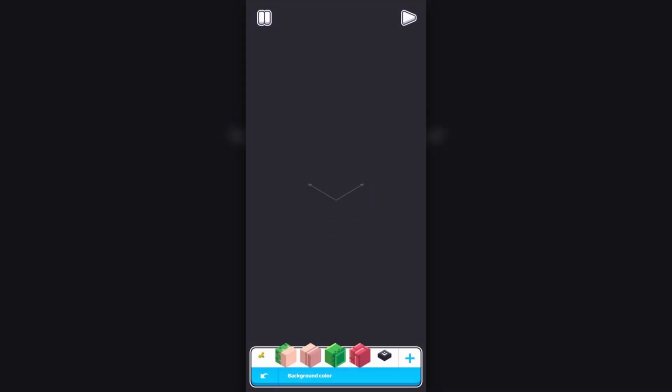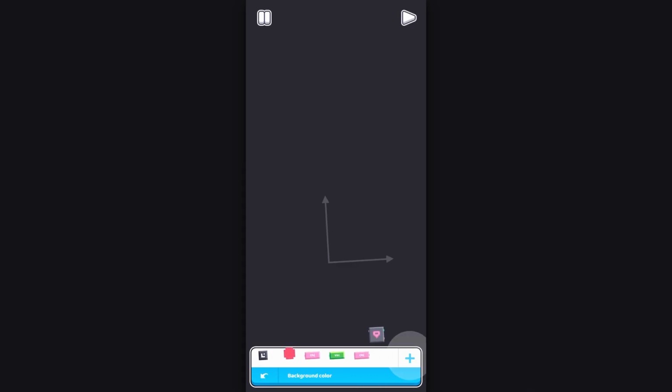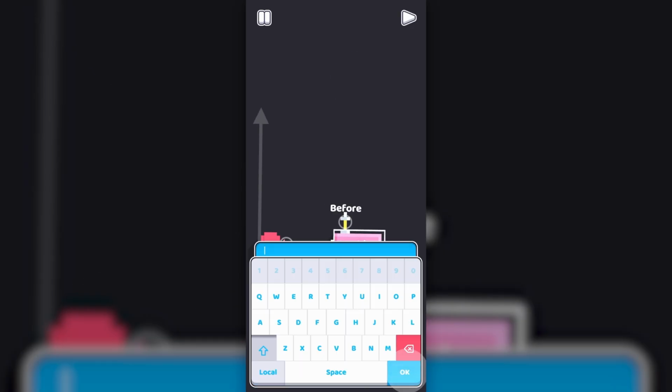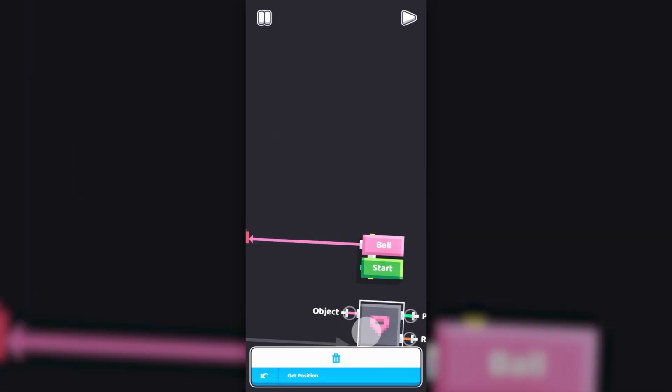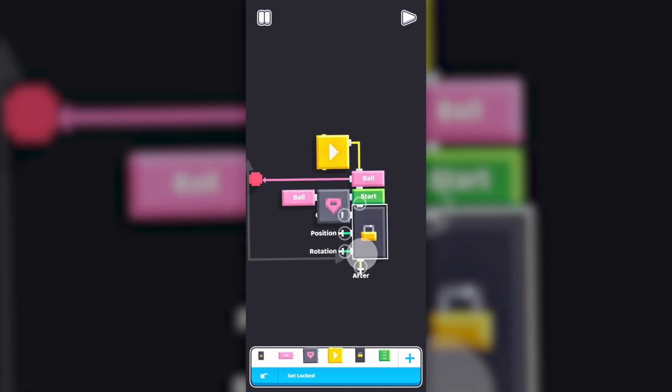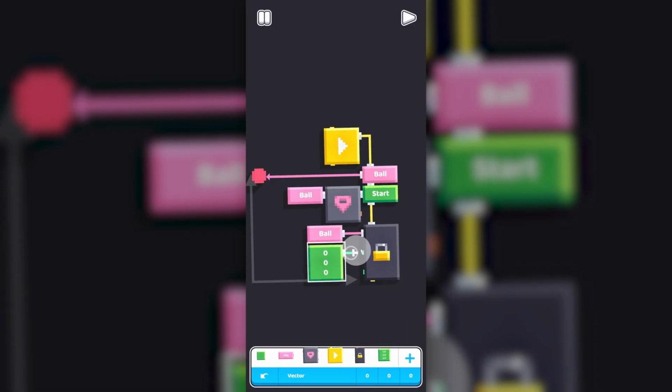But anyways, let's create a brand new level solely for coding this thing. We will first be demonstrating this trajectory using raycast. We begin by bringing this ball, saving its position, and restricting its movement and rotation.